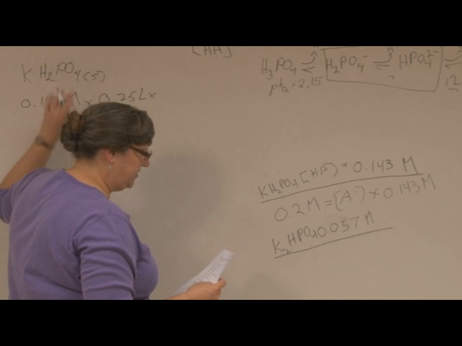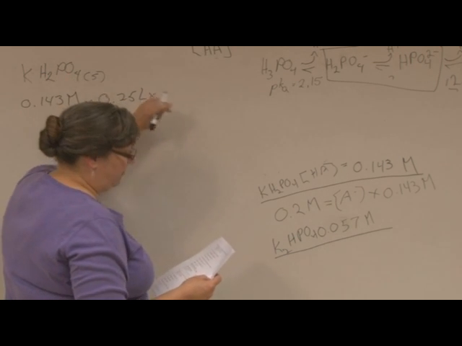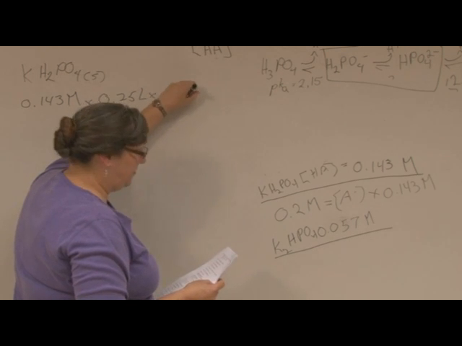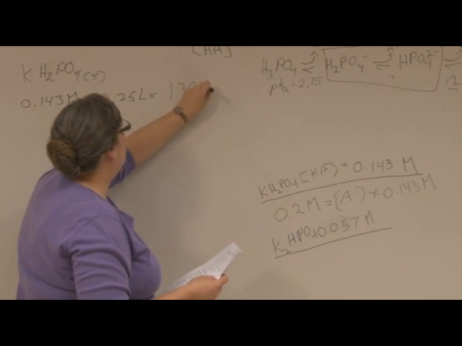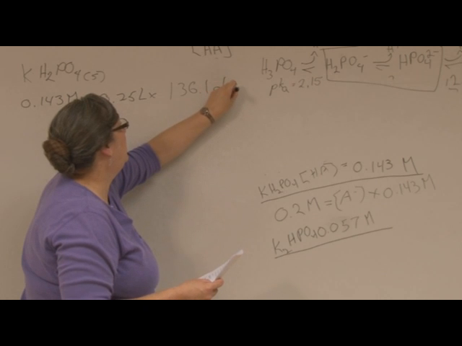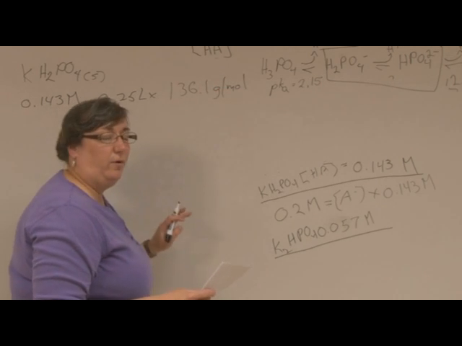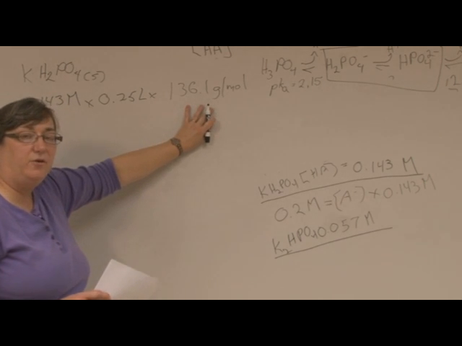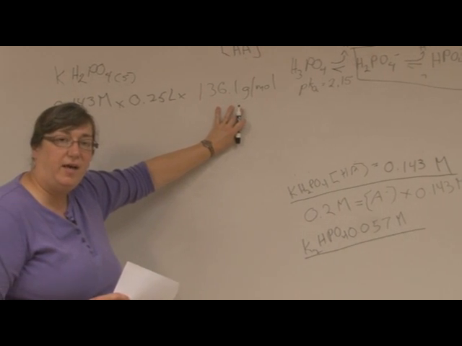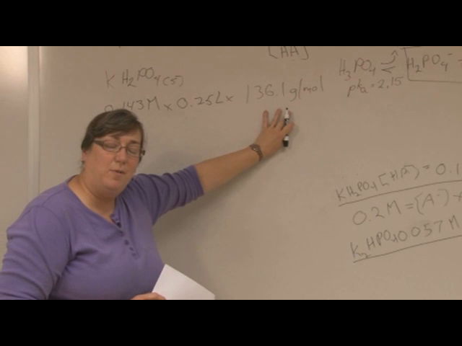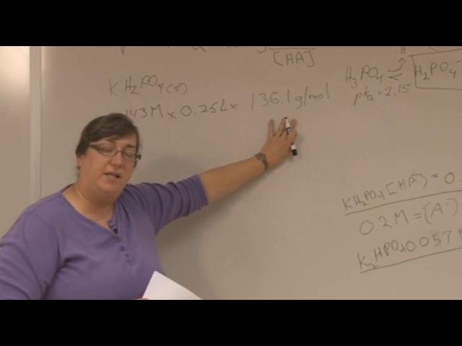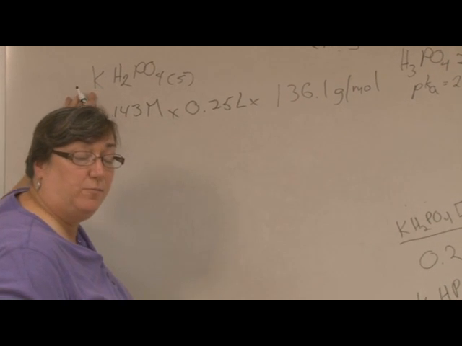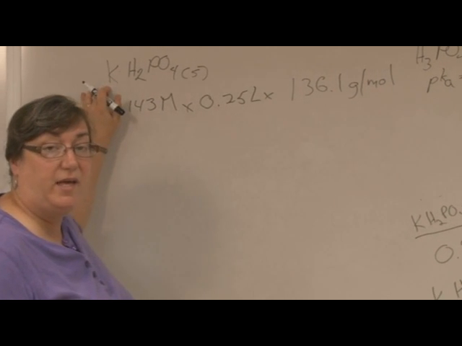KH2PO4, potassium phosphate monobasic. The molecular weight of that is 136.1 grams per mole. Now, one of the pearls of knowing that you've written the right molecular weight in your equation is to know that the monobasic form of a phosphate buffer does not have an extra potassium ion. Potassium is fairly heavy.